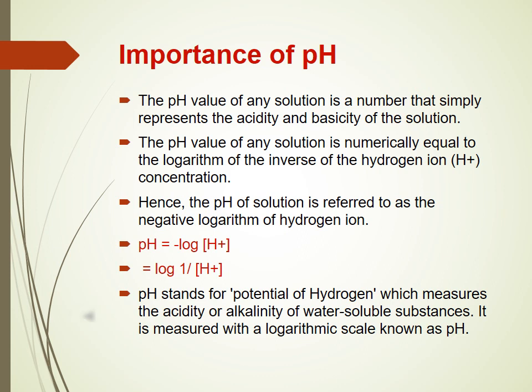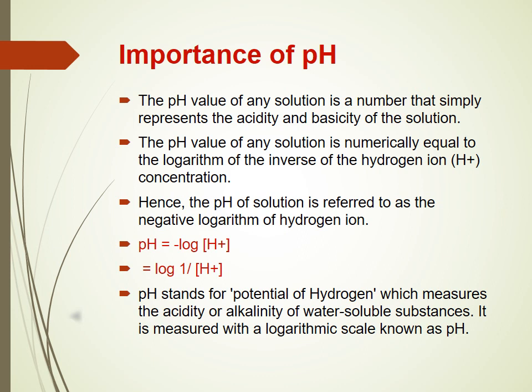Now, one more thing you are observing here in the formula of pH is the negative sign in front of the logarithm of the concentration of H plus ions. It means one thing you know is that the more the concentration of H plus ions in the solution, the more acidic the solution. Now, due to the presence of this negative sign in the formula, the more the concentration of H plus ions, the lesser will be the pH of the solution.